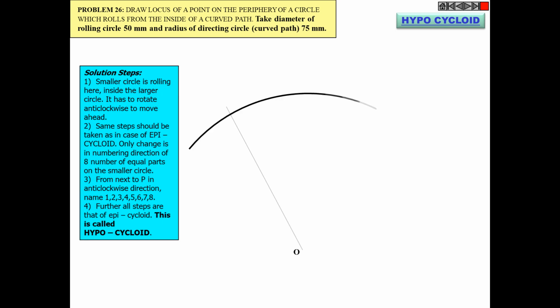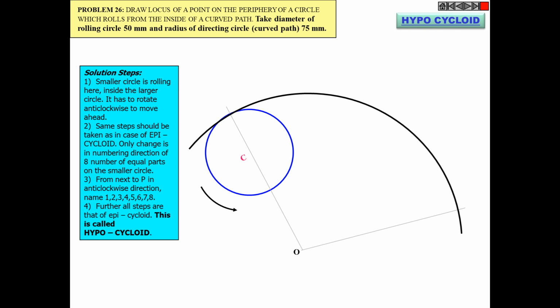So first step is you have to draw the directing circle curved line. Once it is drawn, then draw the rolling circle. But this time the rolling circle will roll inside the outermost periphery of the bigger circle, that too in anti-clockwise direction. Center point C. This is your sector. Angle subtended by this sector is theta, which I know, that is small r by capital R into 360 or small d by capital D into 360.